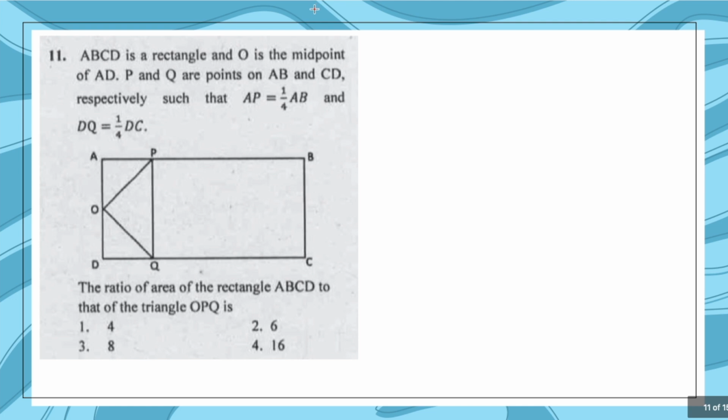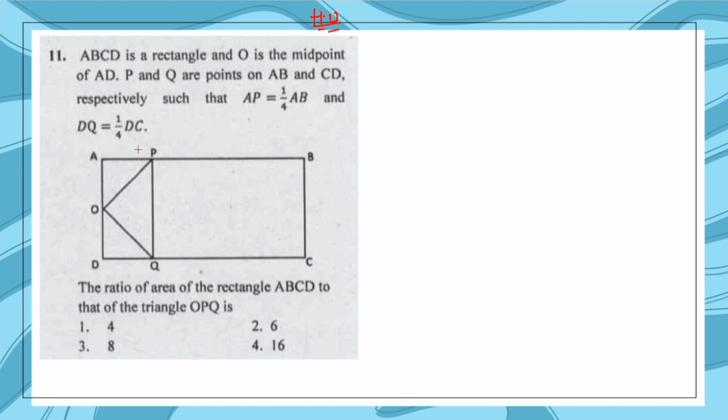Now I'll give you a homework question so that you can practice on your own, from a previous CSIR NET exam itself. The question says that ABCD is a rectangle and O is the midpoint of AD. P and Q are points on AB and CD respectively, such that AP is equal to 1 by 4 of AB. So the length AP is equal to 1 by 4 times this AB.